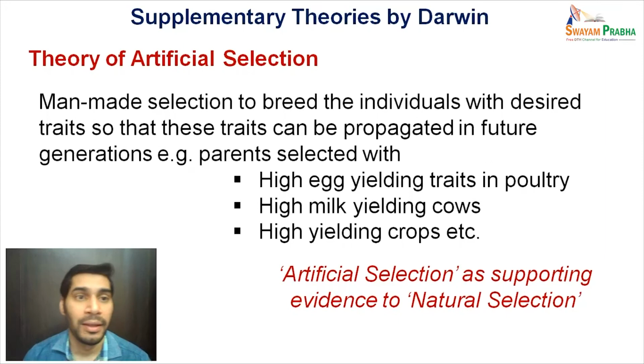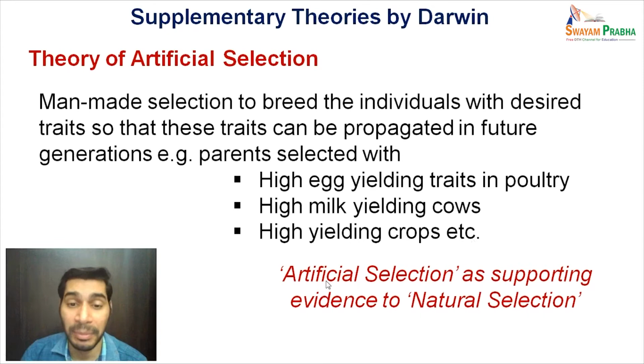Yet another theory, as we just discussed, is the theory of artificial selection as given by Darwin. The man-made selection to breed individuals with the desired traits so that these traits can be propagated in future generations is called artificial selection. So, if you want to have high egg yielding traits in poultry, you will select the parents accordingly. If you want high milk yielding cows, you will select the parents accordingly. Same is the case with high yielding crops, etc.